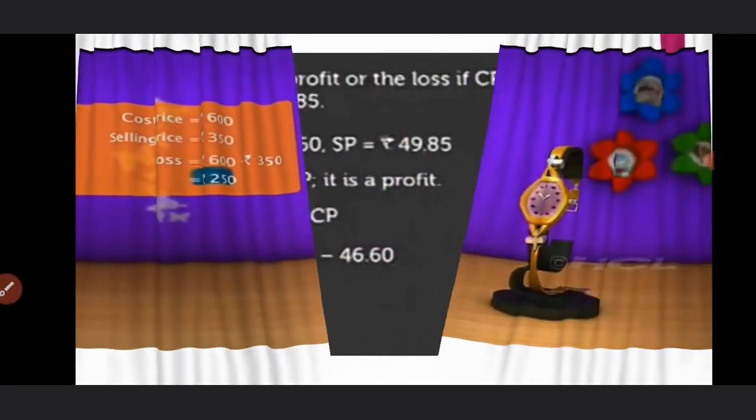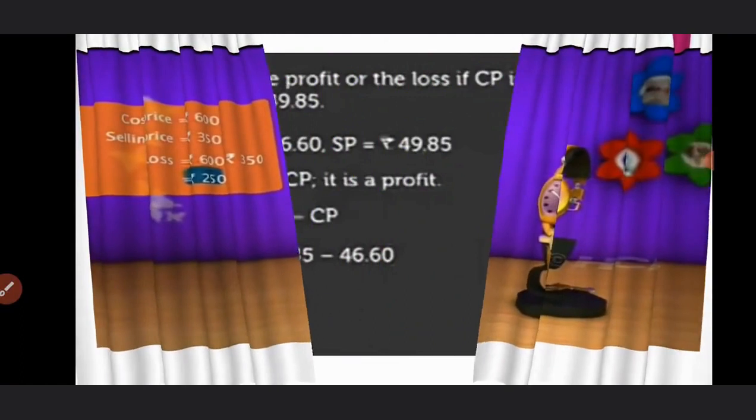So in this case he is suffering a loss, and the formula we know is loss equals cost price minus selling price. The cost price was 600 and the selling price is 350. Therefore he has a loss of rupees 250.